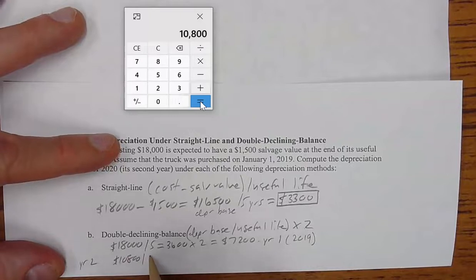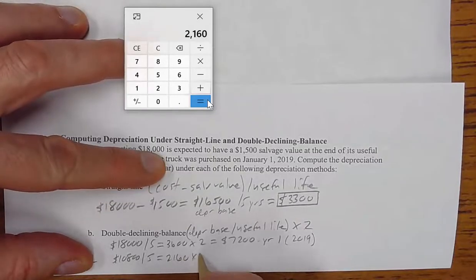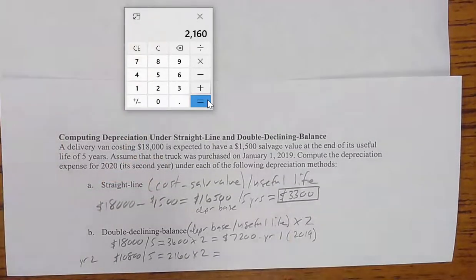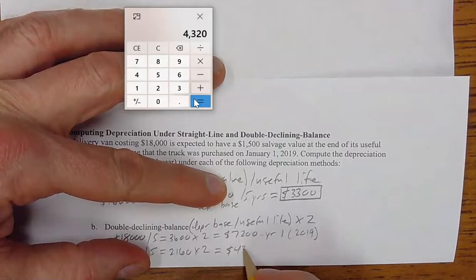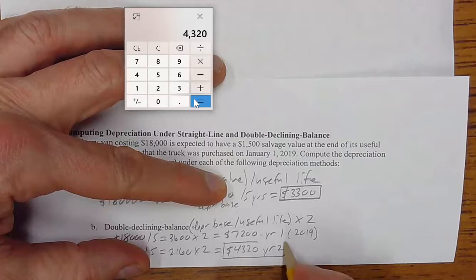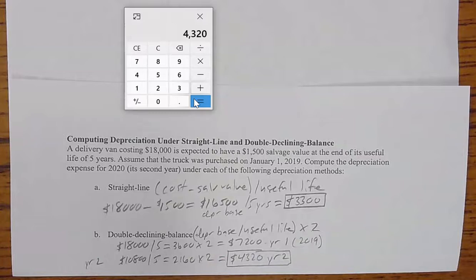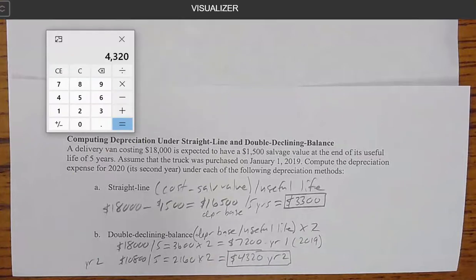And now we're going to do the exact same thing that we did before, but we're going to get a very different number. We're going to divide by 5, and that's going to give us 2,160, and we're going to multiply that by 2. And that gives us depreciation expense year 2 of $4,320.